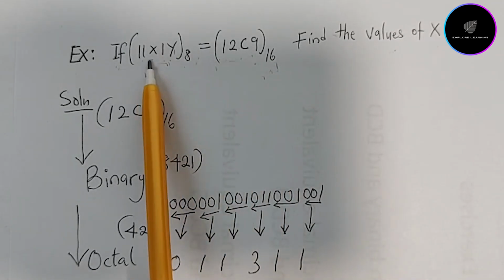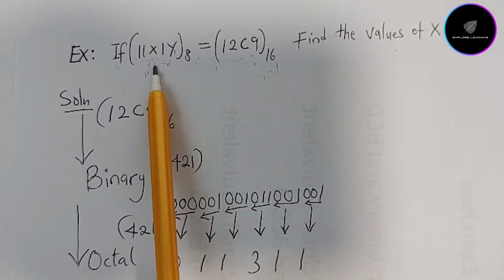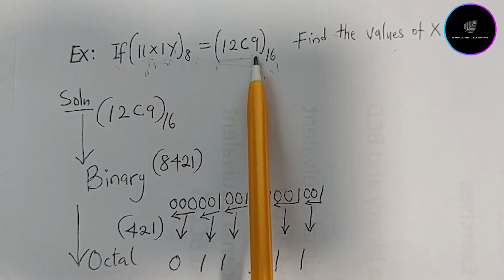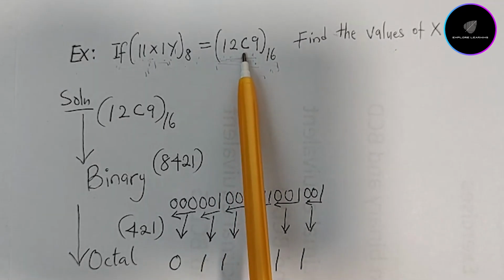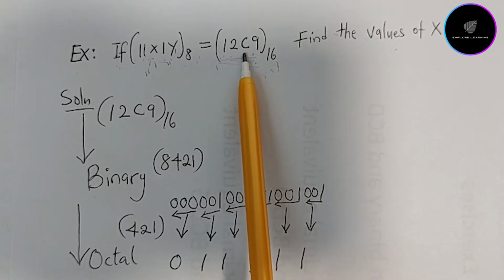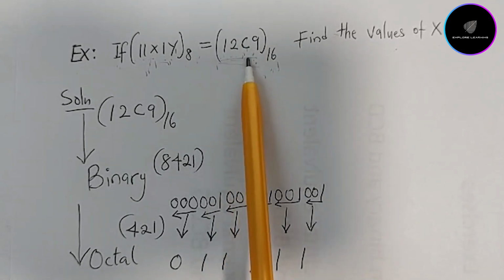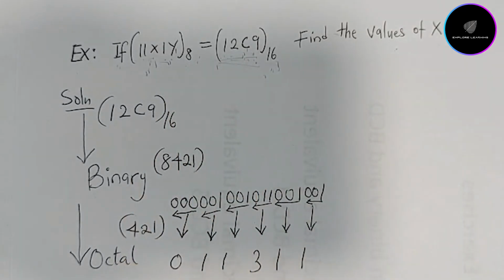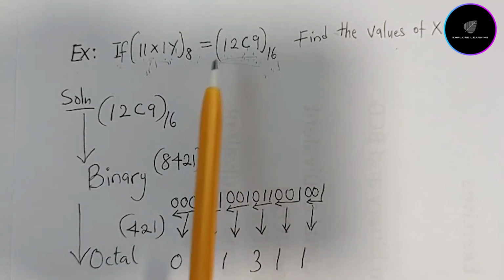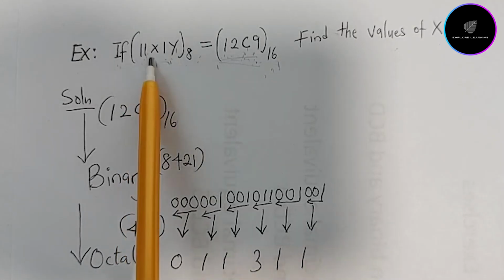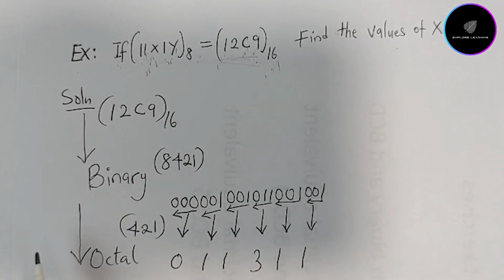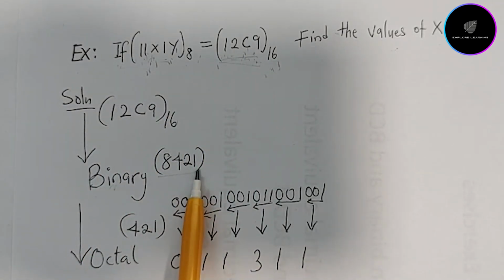Since we know the values in the hexadecimal number system, which is 12C9, we know what C represents. C represents 12. So therefore we know the values on the right hand side. What we're going to do is take this value, which is in the hexadecimal number system, and convert it to the octal number system so that we can tell the values of x and y. To convert hexadecimal to binary, we need to understand that we require a 4-bit coding system to represent that.